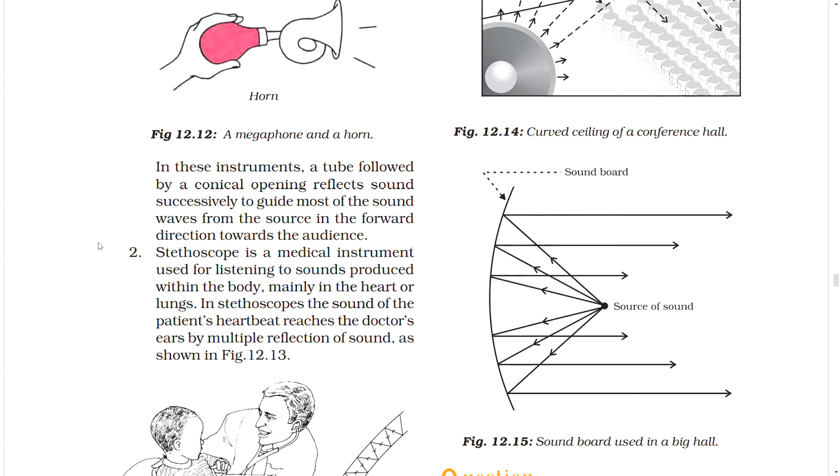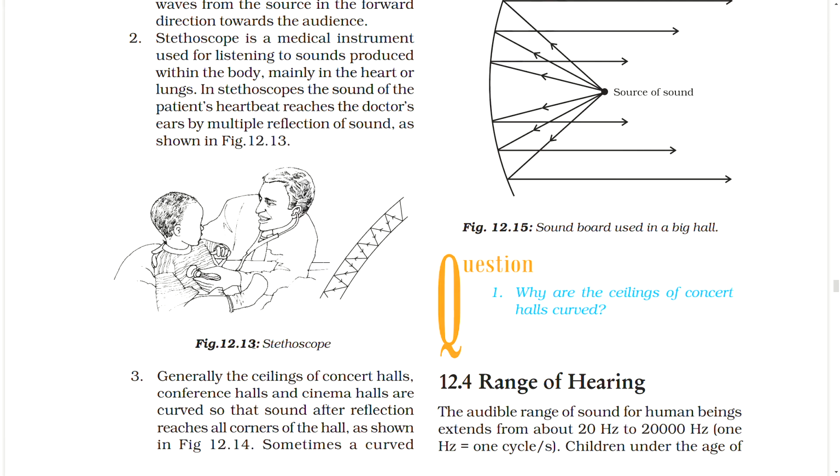2. The stethoscope is a medical instrument used for listening to sounds produced within the body, mainly in the heart or lungs. In stethoscopes, the sound of the patient's heartbeat reaches the doctor's ear by the multiple reflection of sound, as shown in the figure. The stethoscope.